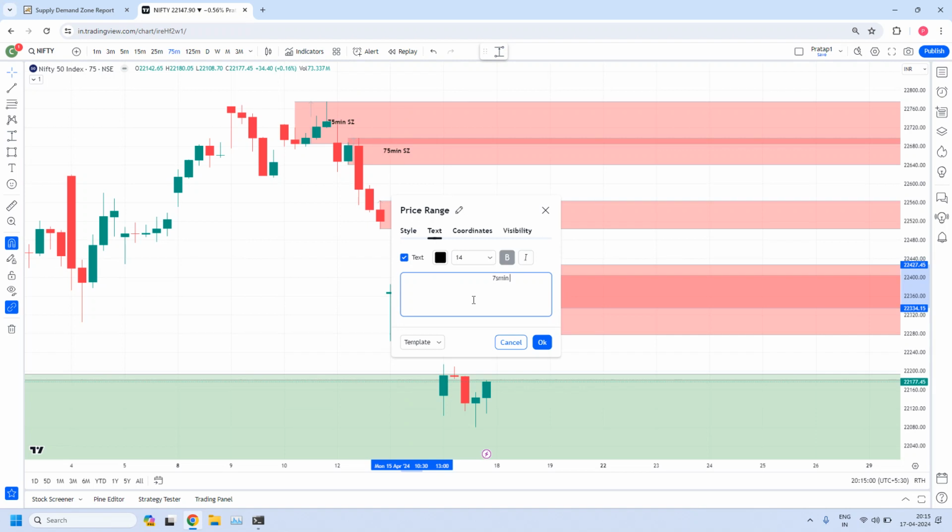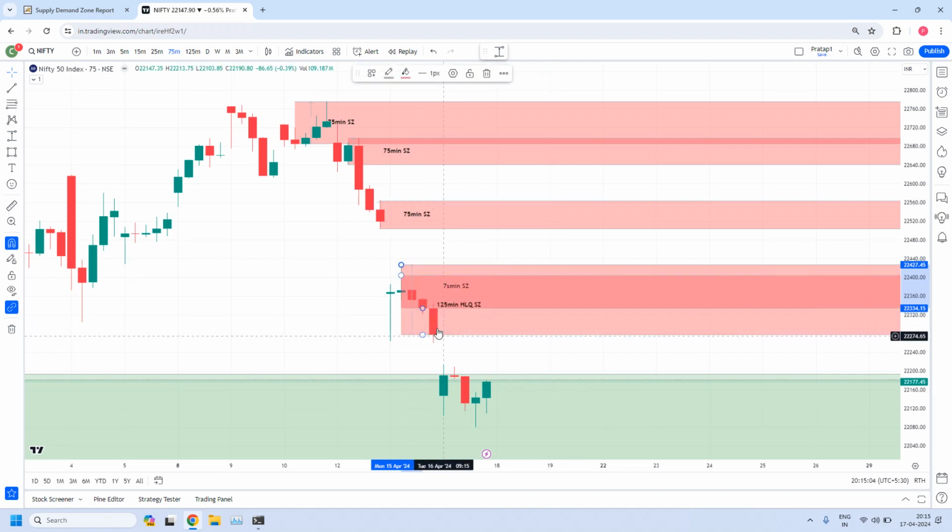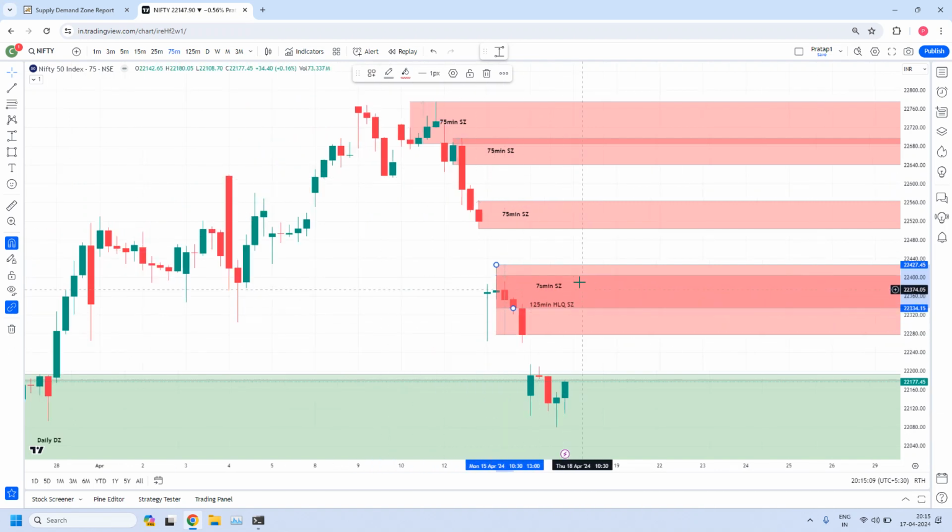See, if we would have ignored 125 minutes, one high liquidity area we might have ignored here. 125 is a high liquidity. If you did not look into the 125 minutes time frame, you might have drawn only the 75 minute zone. This 75 minute zone would have been a normal zone.